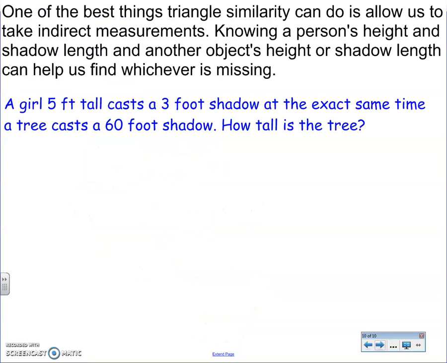All right, last slide. One of the best things triangle similarity can do is allow us to take indirect measurements. Knowing a person's height and shadow length, and another object's shadow length, can help us find whatever's missing. So a girl 5 feet tall casts a 3-foot shadow. Here's that triangle, with a right angle. And a tall tree casts a 60-foot shadow. We're trying to find this. How tall is this tree?